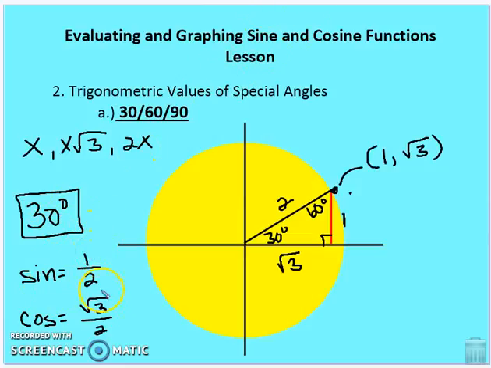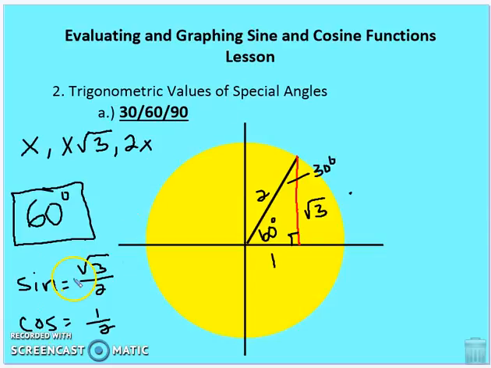So sine of 30 degrees is 1 over 2. Cosine of 30 degrees is root 3 over 2. And then sine of 60 degrees is root 3 over 2. Cosine of 60 degrees is now 1 over 2.